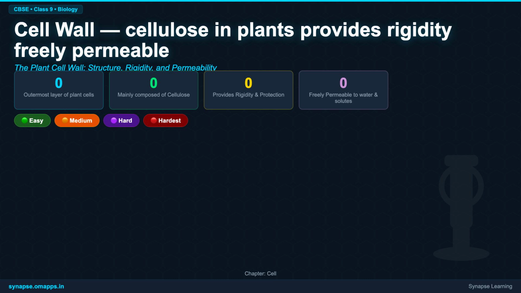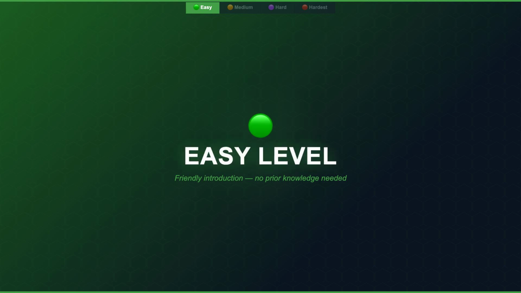This topic is fundamental to understanding plant structure and function, and we'll cover it across 4 levels of detail, from easy to hardest, ensuring you grasp every aspect. Let's begin our exploration. Ready to unravel the secrets of the plant cell wall? Let's start with the basics at an easy level, understanding what it is and why it's so important.